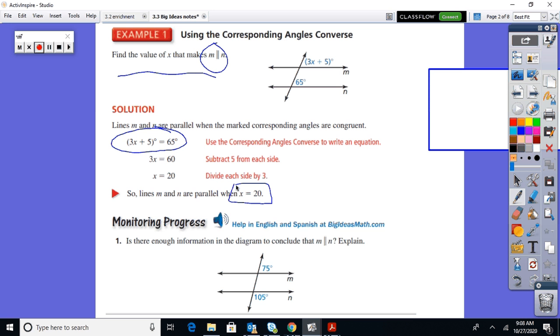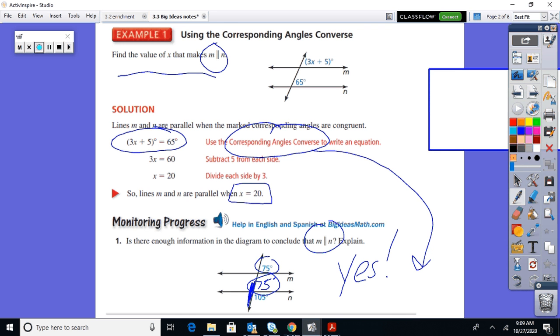All right, back again. So is there enough information to conclude this? Well, let's see. Next to a 105 would be a 75 based on the linear pair postulate. And then, aha, look at that. I have corresponding angles that are congruent. So yes, corresponding angles converse. Same thing.